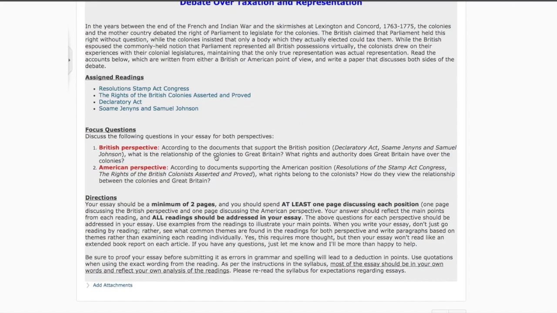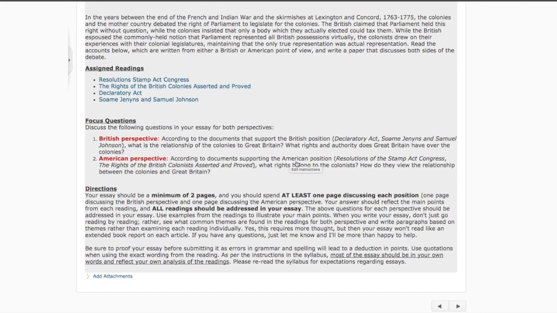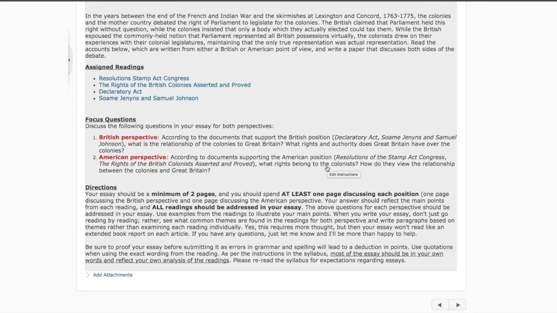And it's quite clear which essays deal with the British perspective. That would be the Declaratory Act and the writings of Soame Jenyns and Samuel Johnson. And the American documents are the other documents, the resolutions of the Stamp Act Congress and the rights of the British colonists asserted and proved. So these questions need to be attended to. You need to answer these questions in your minimum of 2 pages.